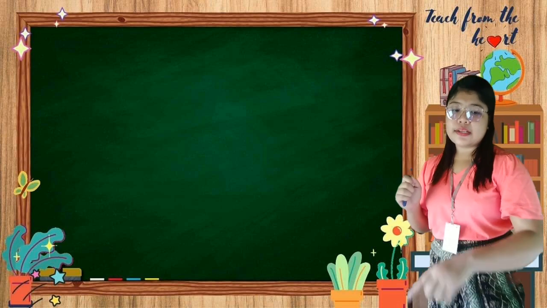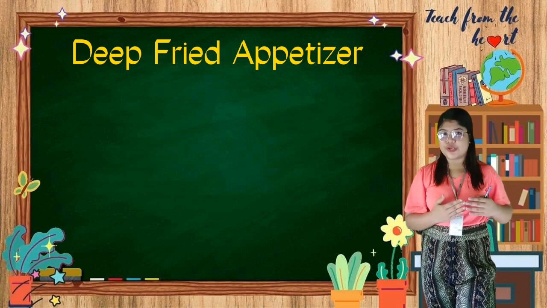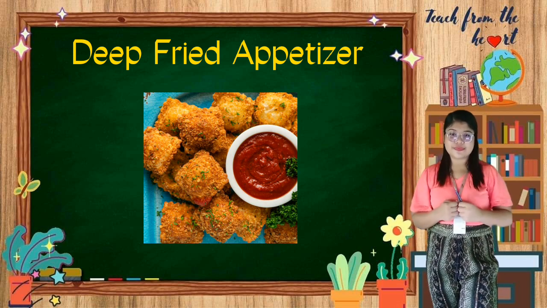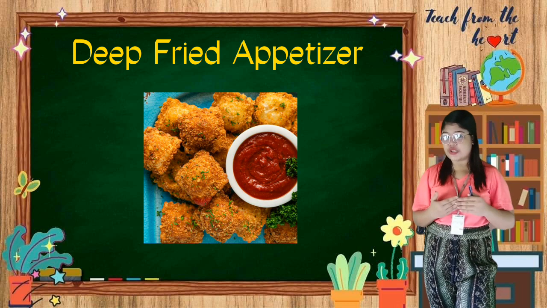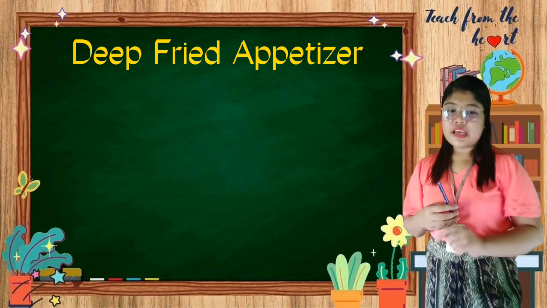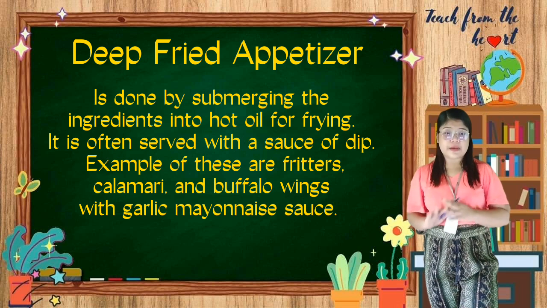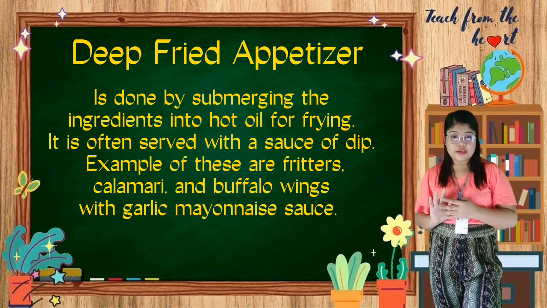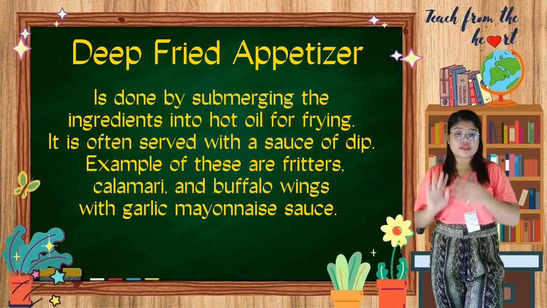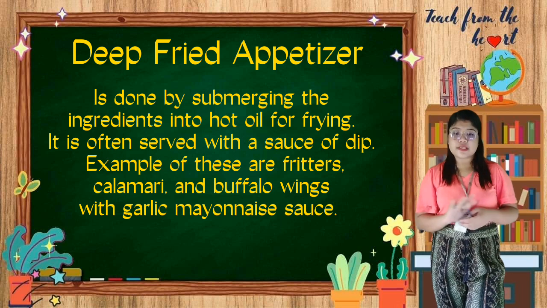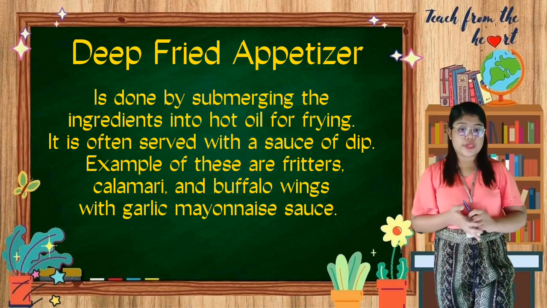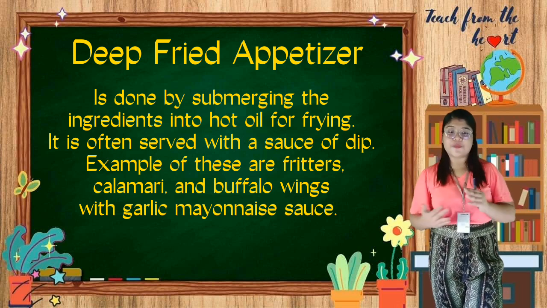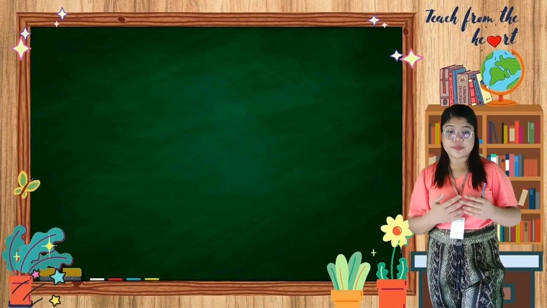So next one is the deep fried appetizer. So now class, what is your observation of this picture? Deep fried appetizer. Correct. Deep fried appetizer is done by submerging the ingredients into hot oil for frying. It is often served with a sauce or dip. Examples are calamares and buffalo wings with garlic mayonnaise sauce. So these are the examples of deep fried appetizers.